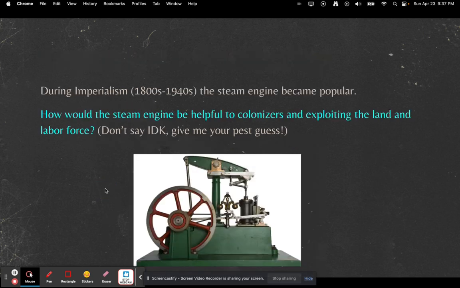During imperialism, the steam engine also became very popular. So how would the steam engine be helpful to colonizers in exploiting the land and labor force? And don't say I don't know. Give me your best guess. How did the steam engine help with this?